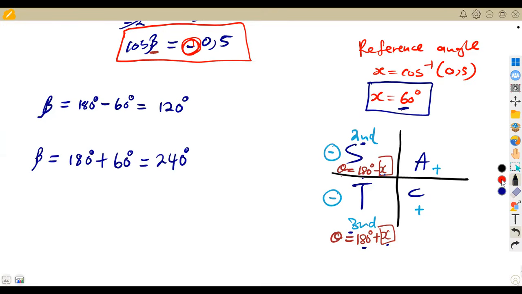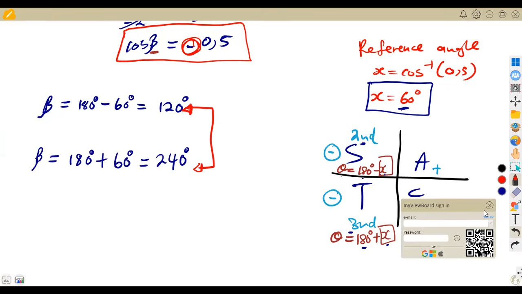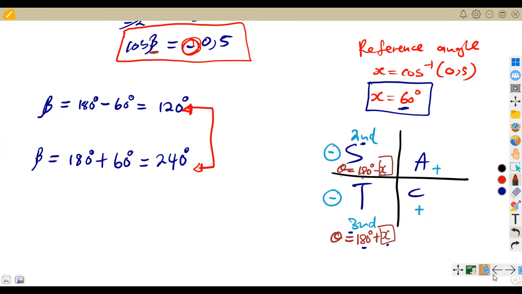All right, so these are the two values of beta. These are the two possible values of beta that we are going to consider, or that we are going to use, which ranges from 0 to 360 as per given instruction. All right, let us check the other part again. We have got another part here.